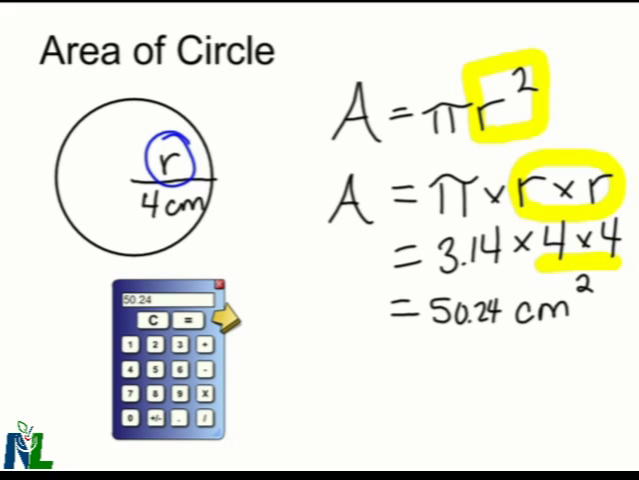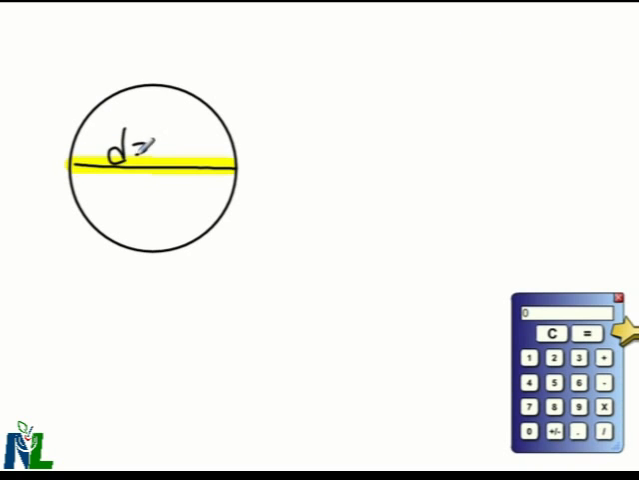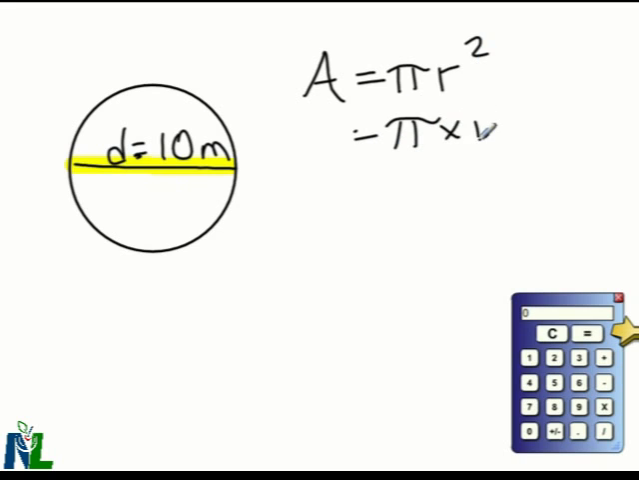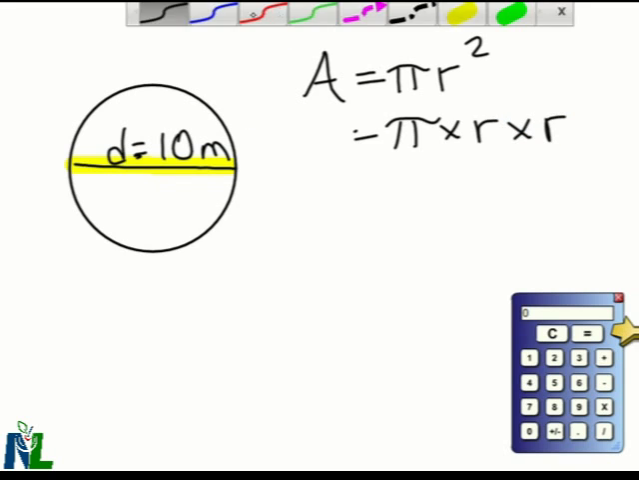Let's try another one now, and this time we'll take a look at a circle, but instead of being given the radius, we're going to be given the diameter. So say, for example, in this example, the diameter is 10 meters. This is a giant circle, and we want to find the area of that circle. So we're still going to use our formula pi r squared. So pi multiplied by the radius multiplied by the radius. But in this example, we don't have the radius.